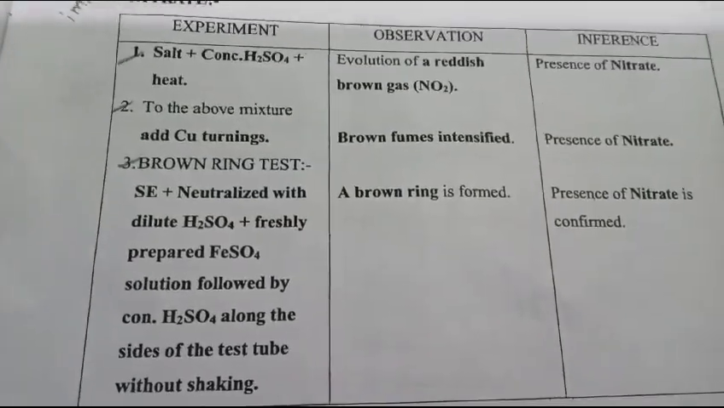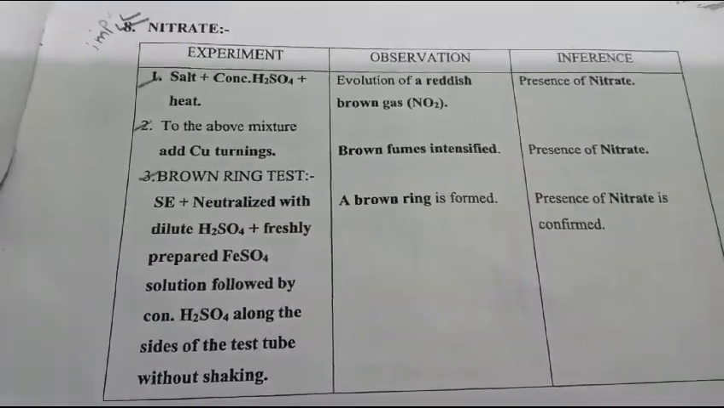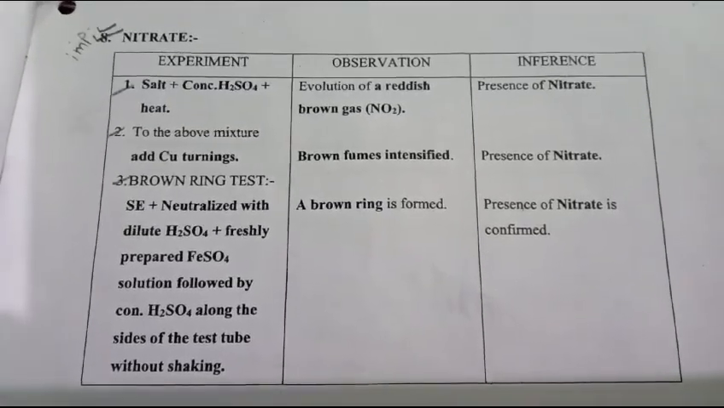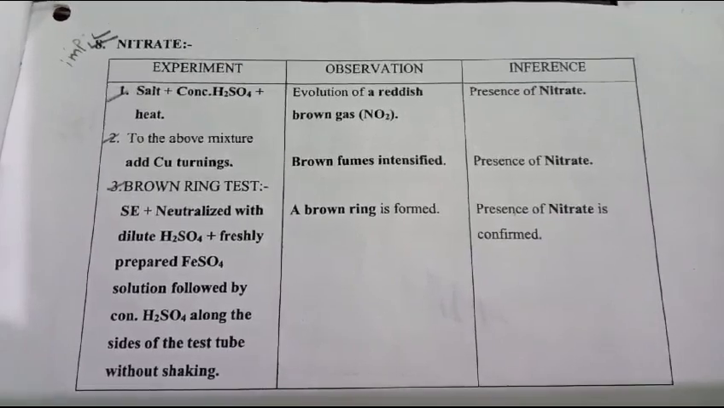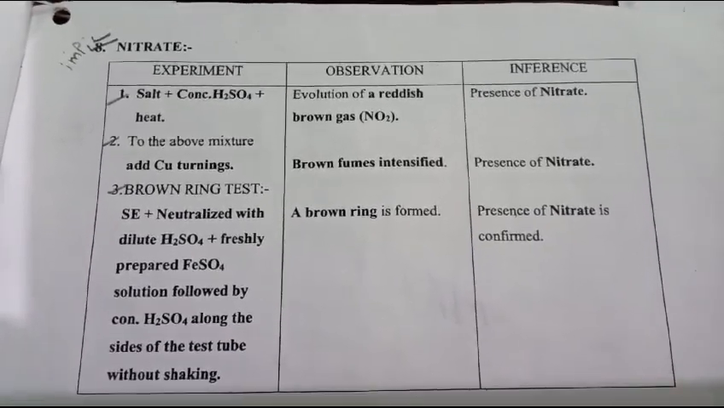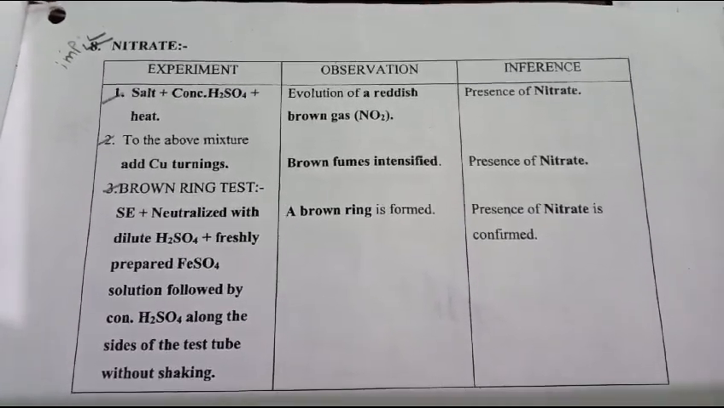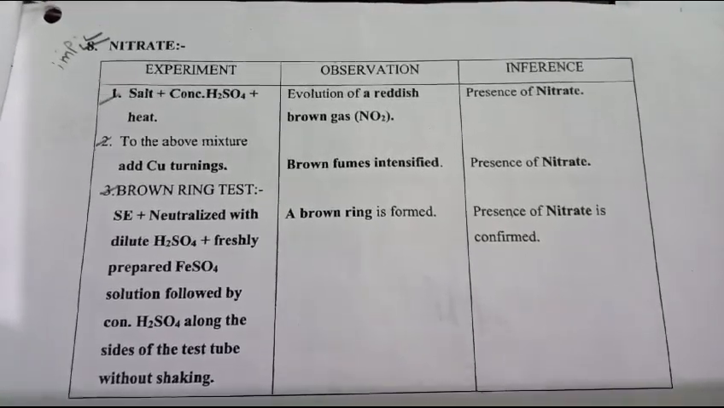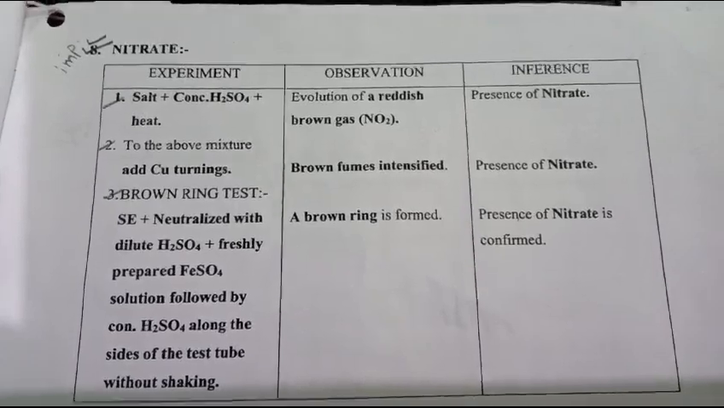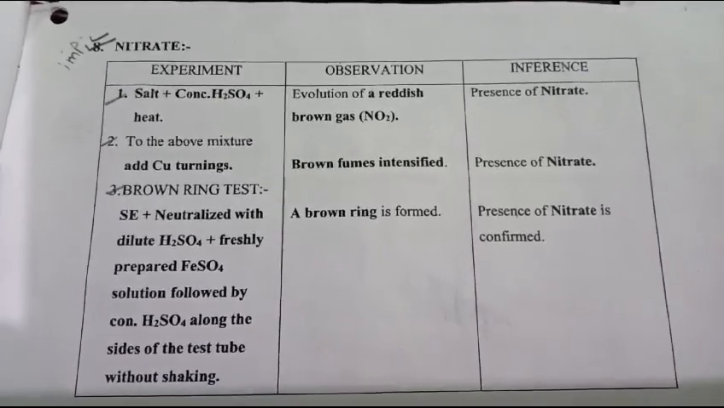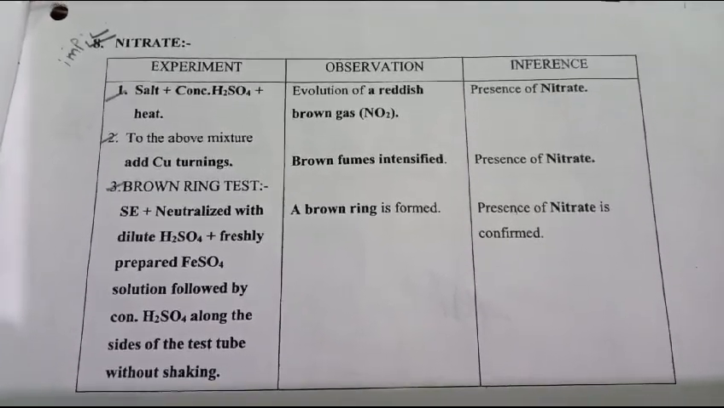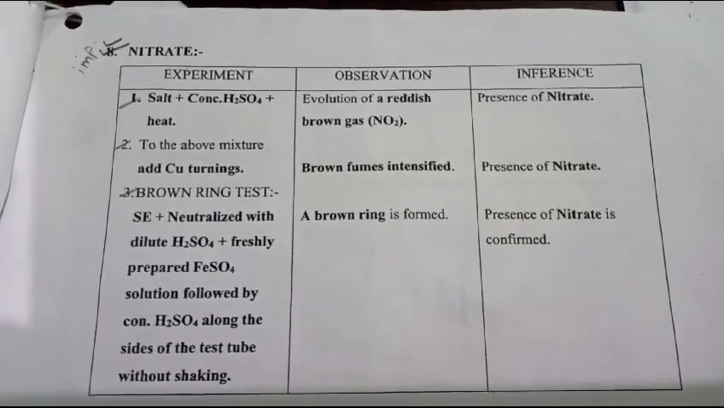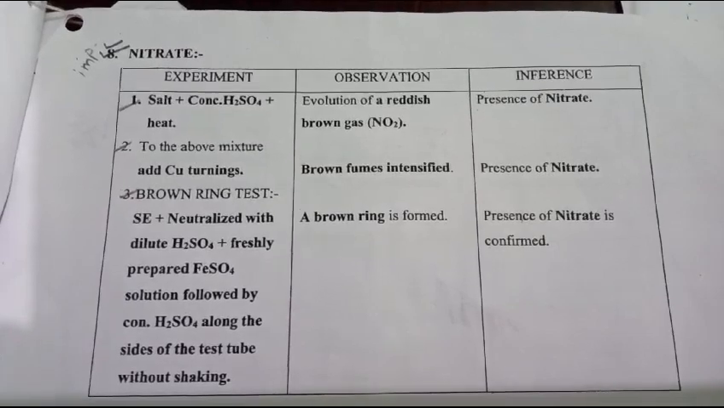As I have told you before, we are going to see for the magnesium nitrate. So we are going to see about nitrate. First, take a test tube, add the given salt, that means 1 or 2 spatula, then concentrated sulfuric acid. Heat, and you will find evolution of a reddish brown gas. That reddish brown gas is nitrogen dioxide. It means the presence of nitrate.